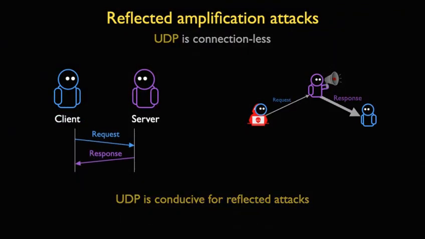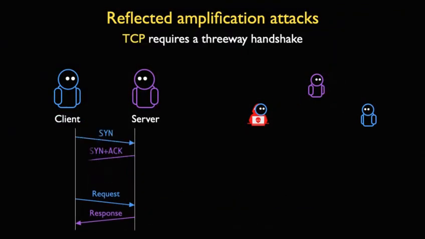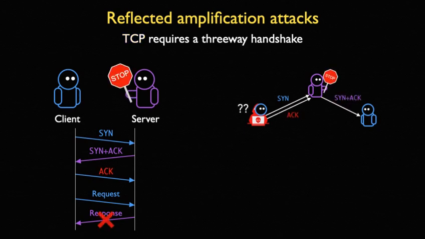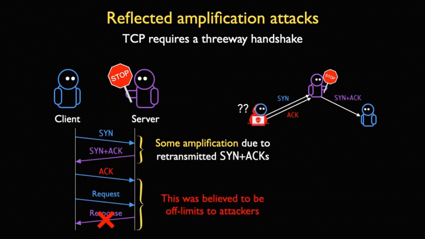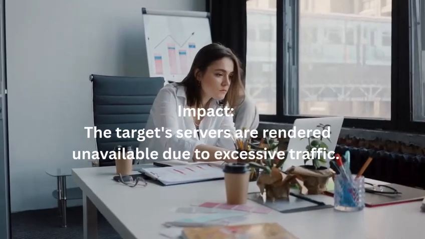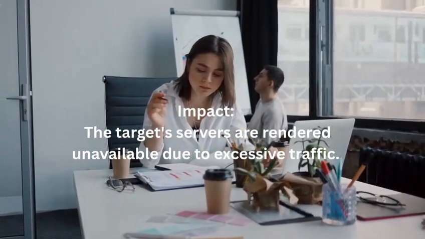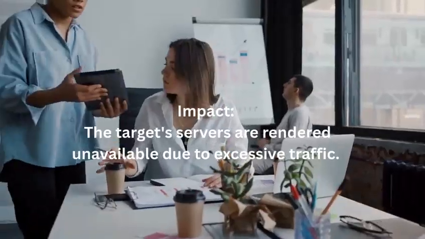DNS amplification attack. Description: A type of DDoS, distributed denial of service, attack that leverages open DNS resolvers to overwhelm a target with large amounts of traffic. Impact: The target's servers are rendered unavailable due to excessive traffic.